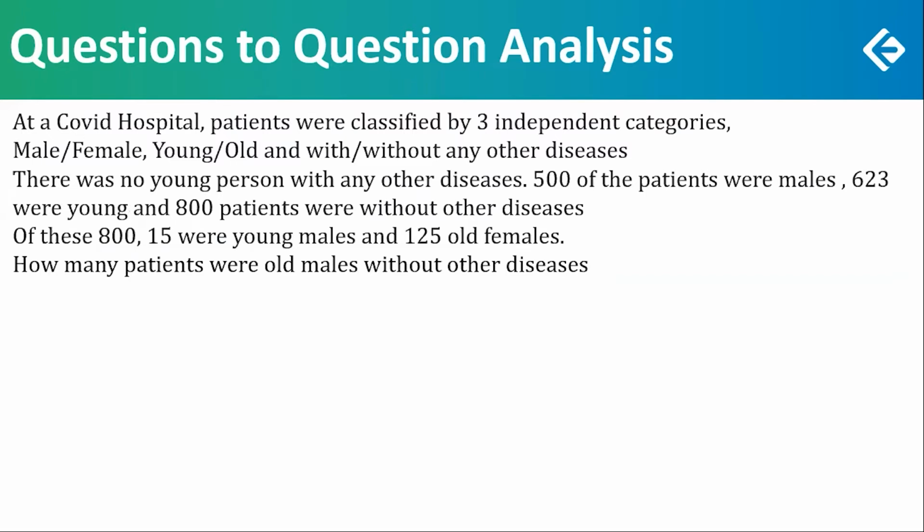People might be confused here, but there are three independent categories, like male and female. So you can make three circles. One circle can represent males, and anybody outside the circle is a female. One circle for young, for example, then anybody outside that circle would be old. In the same way, with disease and without disease. Make a circle for disease. So you make three circles: male, young, and diseased. Anybody outside a particular circle will be not that.